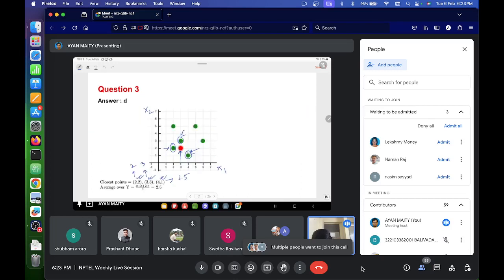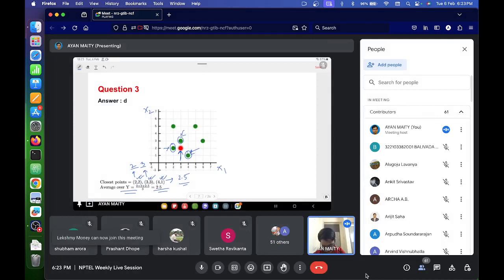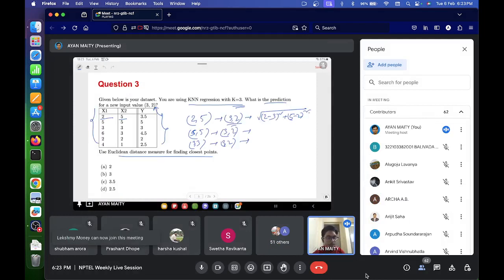So 2, 3 and 2.5, we have to take the average of these three values. 2 plus 3 plus 2.5 divided by 3 is 2.5. So that is the prediction for the new point, which is this red point here. So this is how you calculate the output for a new point in the KNN algorithm.